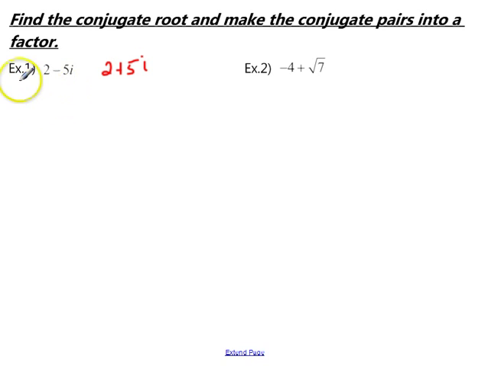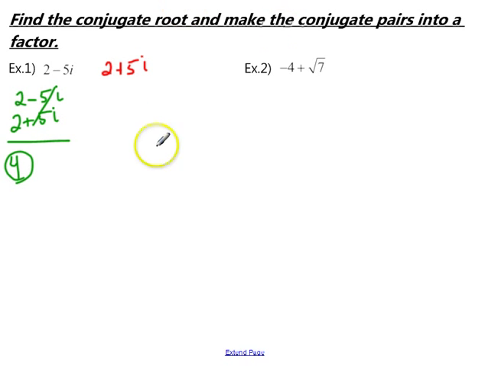So first we're going to line them up and add them, 2 minus 5i, and then 2 plus 5i. And then when we add down, we get 4, and then these cancel out, so we're actually just left with 4. Then we want to FOIL our two pairs. So we have 2 minus 5i times 2 plus 5i.